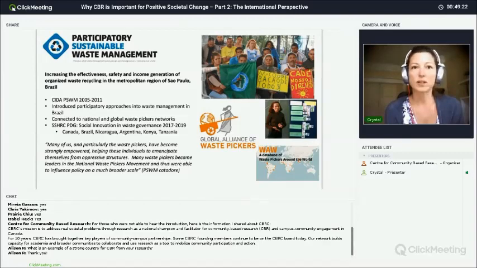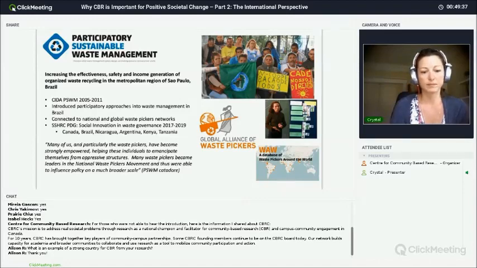when catadores were actually given status as legitimate employment. So these are kinds of examples of how CBR can really be an avenue for real transformative but large-scale change as well.